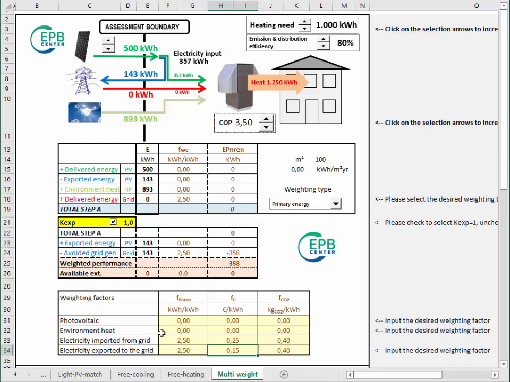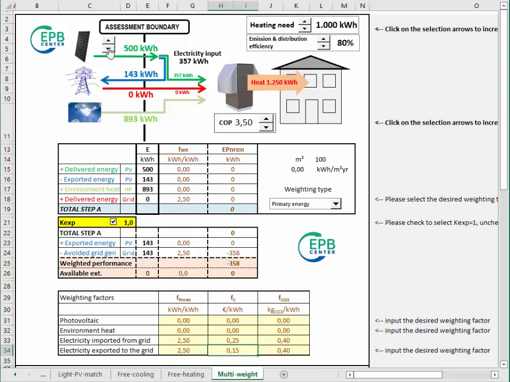For non-renewable primary energy, probably you will use the same value. But for the cost, for example, there could be a different price for the electricity that you buy from the grid and for the electricity that you sell to the grid. The choice between K exported equals 0 or K exported equals 1 may apply to any type of weighting, and it is not necessary that it is the same choice for all the types of weighting.